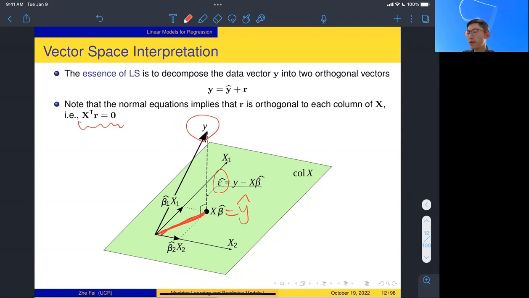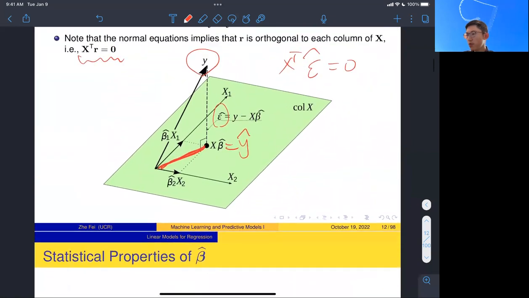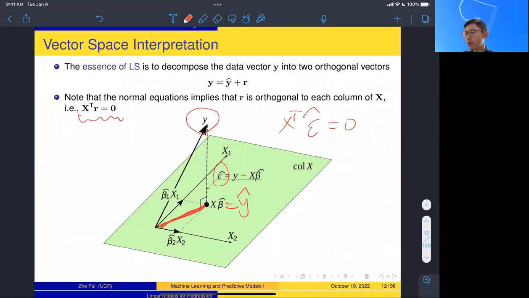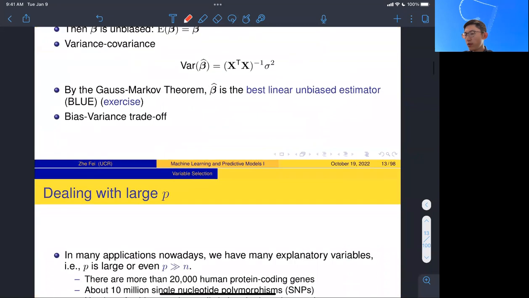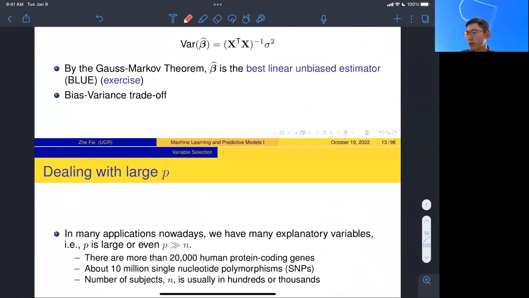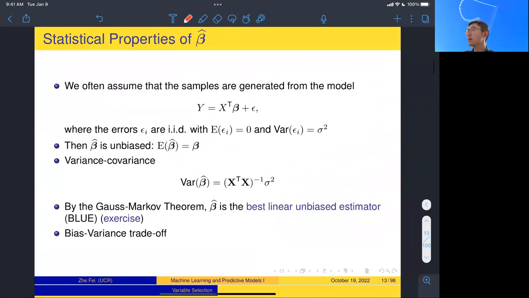So epsilon hat is the same as R, the residual here. In other words, x transpose times epsilon hat is 0, so that's equivalent. We could stop here, but essentially we introduced linear regression and the ordinary least squares estimates. We will go into more details on how to deal with large P tomorrow.